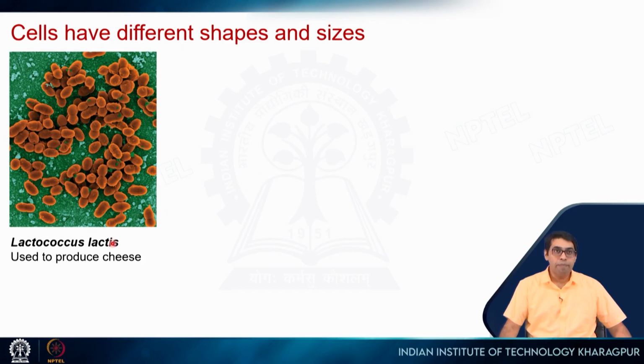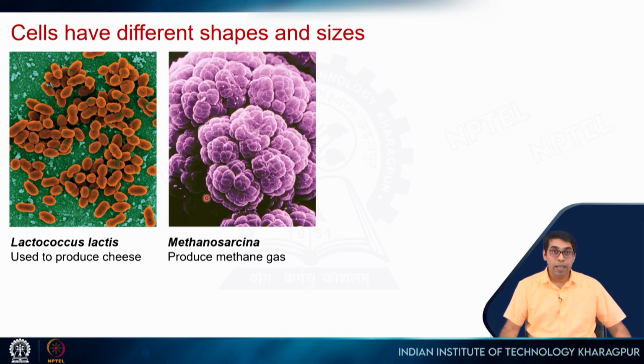So, this is a bacteria, Lactococcus lactis, and this bacteria is used to produce cheese. So, it is used a lot in the milk product industry. This is another bacteria. So, this is a bacteria and this is an archaea.